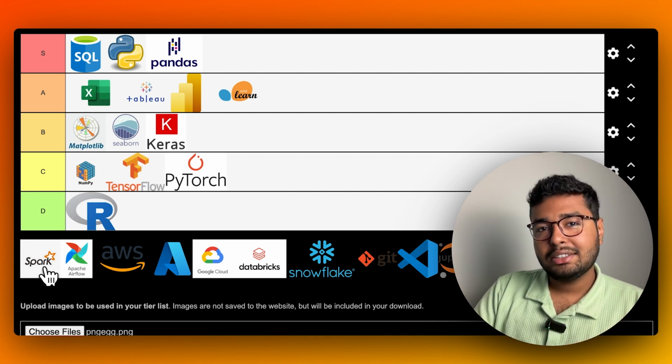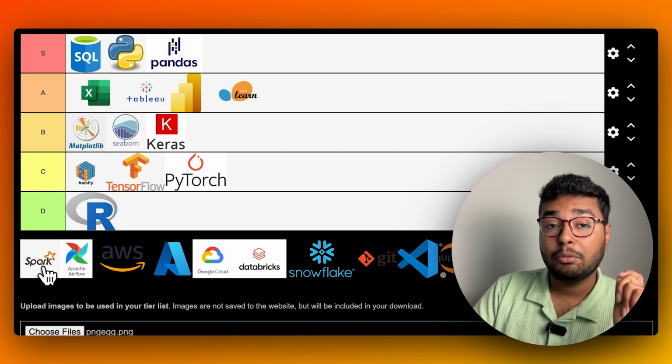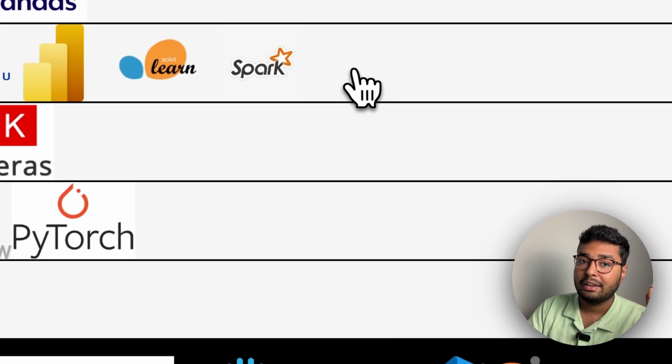So if you're a data analyst or a data scientist, you can choose to ignore this. But if you're a data engineer, this is going to be the most important skill. I'm going to give a rank to this.